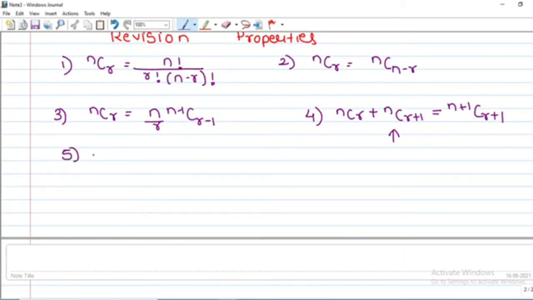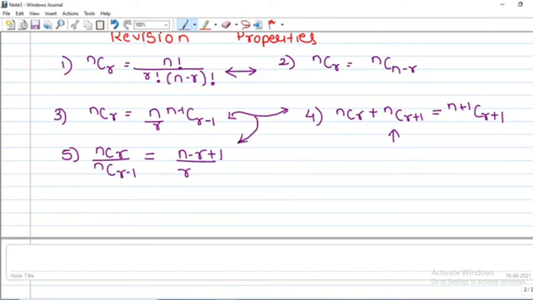Now the last, fifth property which we are going to see is nCr the whole upon nC(r minus 1) is equal to (n minus r plus 1) the whole upon r. Now just keep this formula in your mind. These two will be continuously used, but these three will not be used for the time being, and will appear after 3 to 4 lectures, as we proceed to further topics. But remember, this formula is very important.